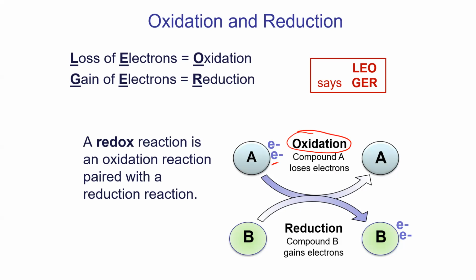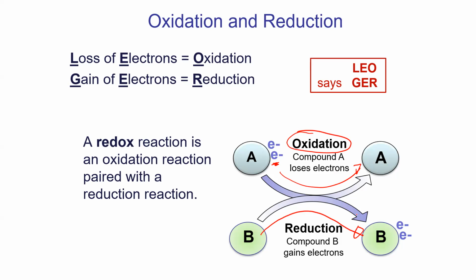You can see that this compound here, A, has a couple of electrons, and then it becomes electronless over there. The opposite reaction is reduction. So B here is gaining those two electrons and becoming reduced. So that's the terminology. Hopefully everyone knows that terminology.